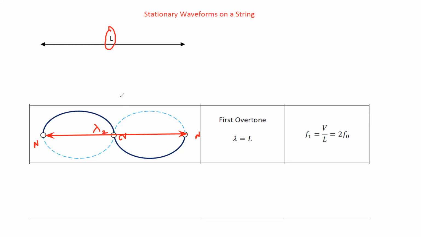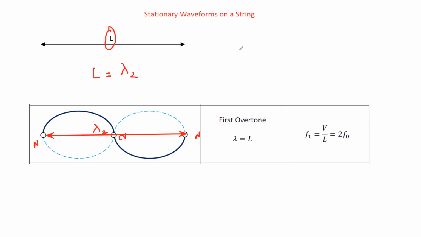Why do we say lambda 2? Because it will not be the same as when it was vibrating in one loop, when the wavelength was different. The wavelength was greater, but now it is vibrating in two loops, so the wavelength is shorter. So we can say L is equal to lambda 2. When it is vibrating in two loops, the wavelength is always equal to the length of the string.